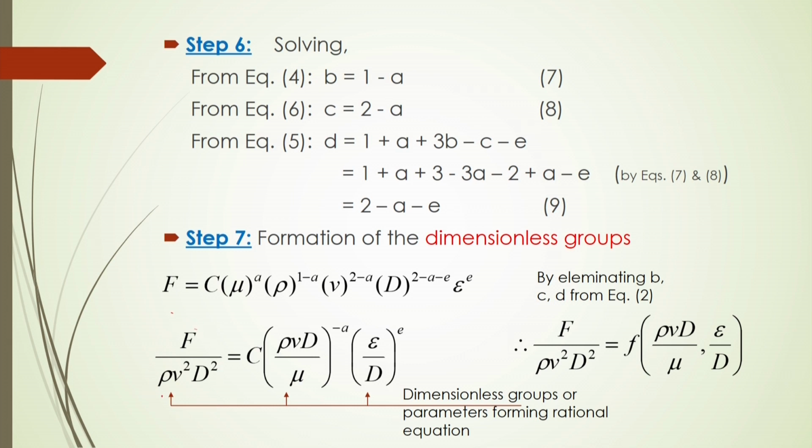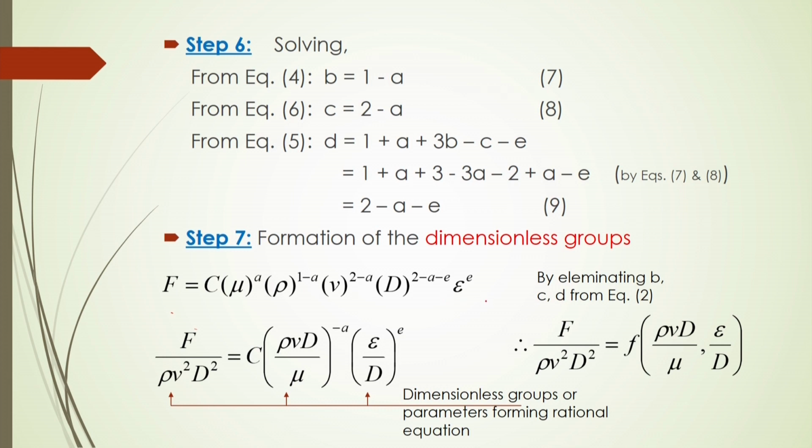So, you will see finally f by rho v square d square is one dimensionless group, and this one is one dimensionless group, and this one will be one dimensionless group. So, these dimensionless groups are formed. See, f by rho v square d square, just verify it, this will be dimensionless. Verify this rho v d by mu, this is dimensionless, epsilon d is also dimensionless. So, these dimensionless groups are formed based on the rearrangement of a and e here.